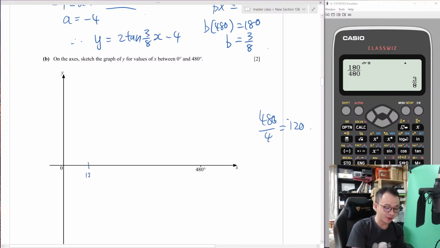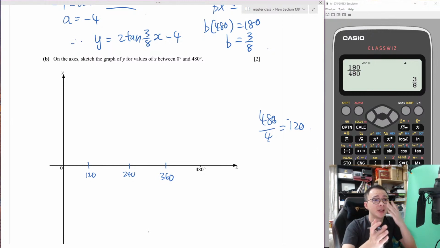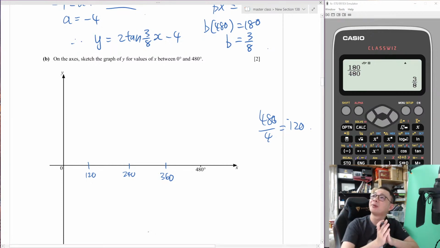Okay, we have about 120, and then about 240, then about 360, and 480. Why do I want to do it like that? Because I understand the meaning of the period. The period basically means one cycle of tangent.